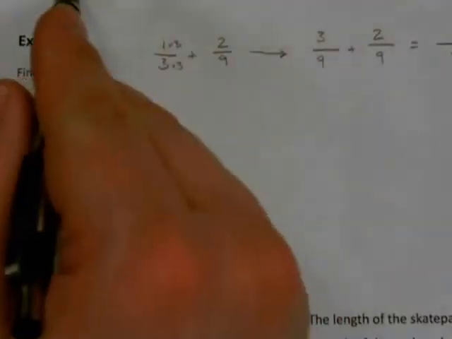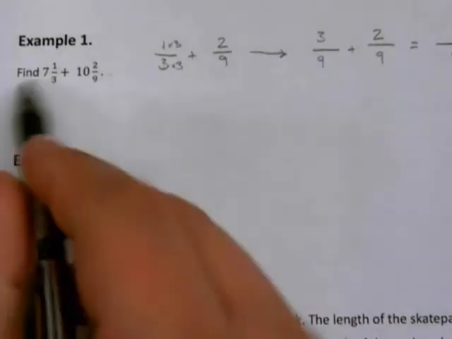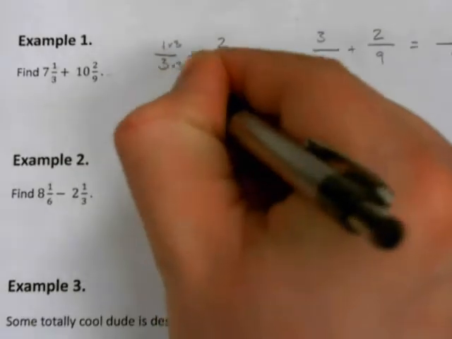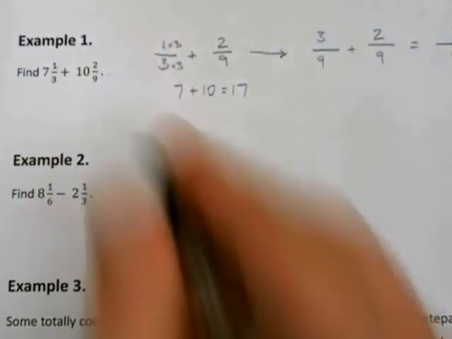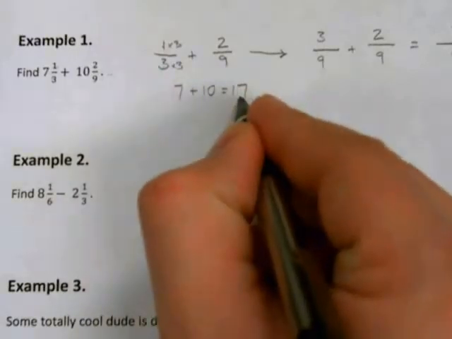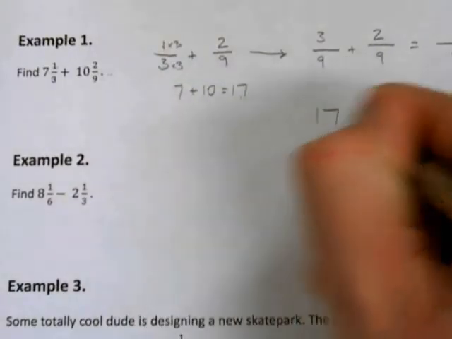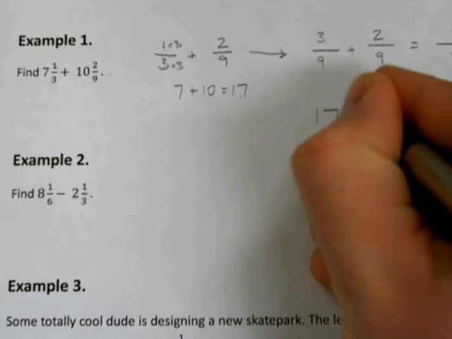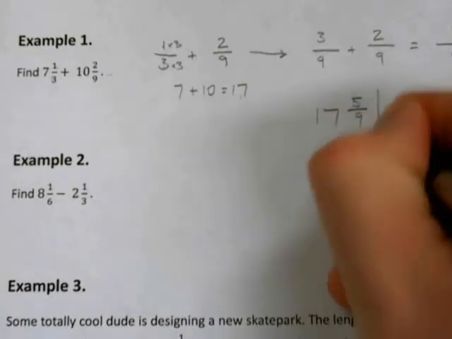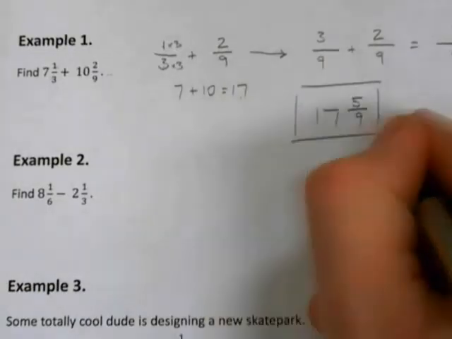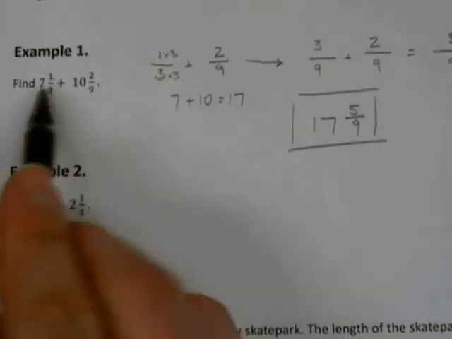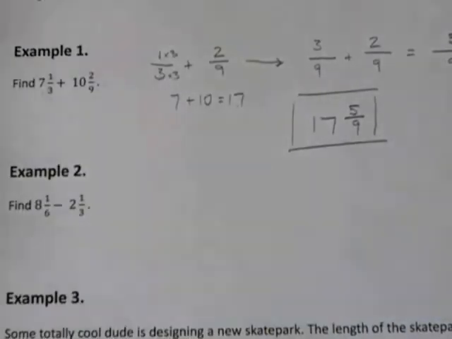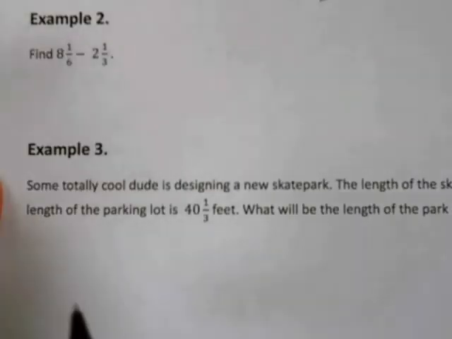Now we have to add the whole numbers. 7 plus 10 is 17. So our whole number is 17, and our fraction is 5/9. 17 and 5/9 is the sum of 7 and 1/3 plus 10 and 2/9.